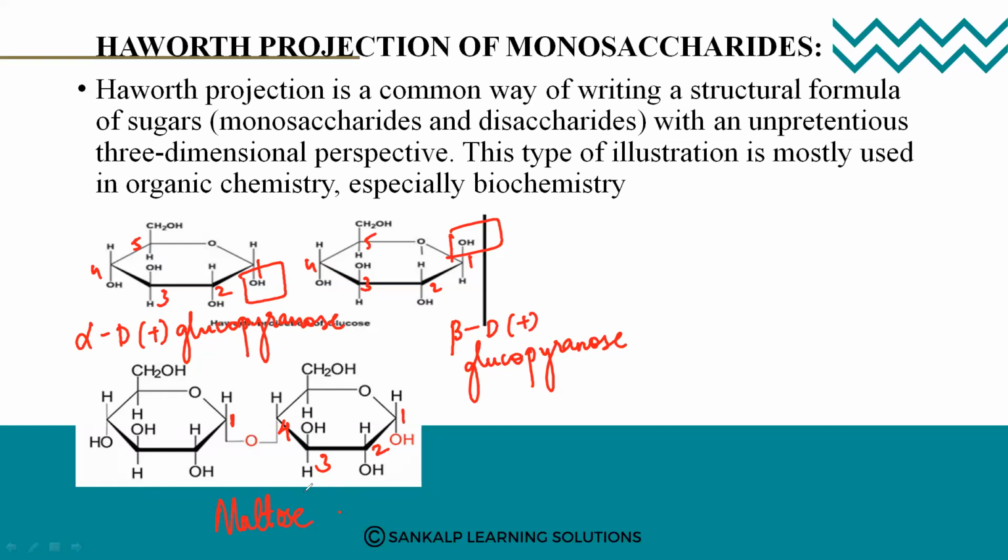So it is a reducing sugar. This is also a reducing sugar because a free aldehyde group can be produced at your C1 of the second unit of glucose in solution.